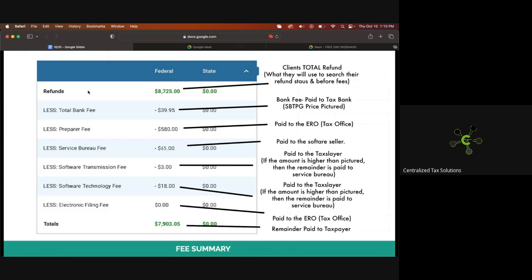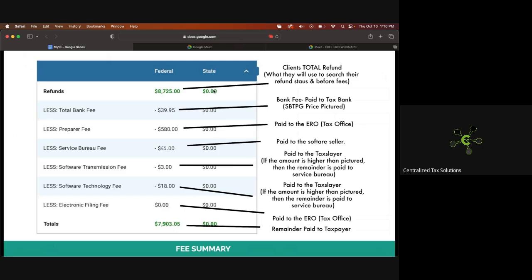So we're going to start from the top. Refund, of course, is for the taxpayer. That's the money that they're getting. The first refund amount, because you see there's a refund amount at the top and a refund amount at the bottom, the first one at the top is their refund that they are getting directly from the IRS.